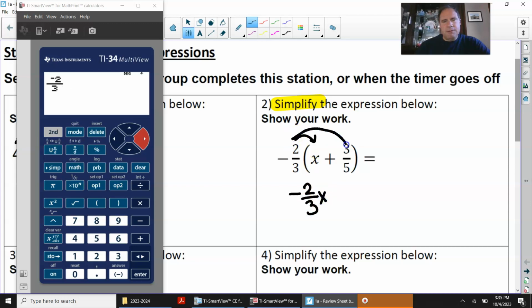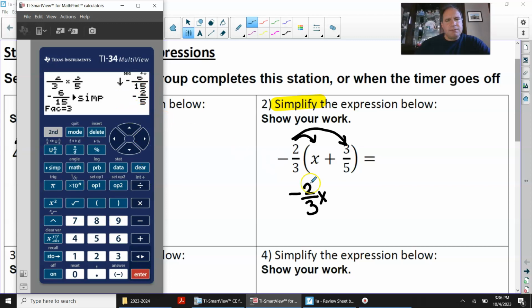And then negative 2/3 times 3/5. So I'm going to press times, press the fraction symbol again, and put 3 over 5. So that's negative 2/3 times 3 over 5. You press enter and you get negative 6 over 15. The arrow down means simp. So I'm going to press that simp and then press enter. And it's negative 2/5. And that's exactly what you put down. That's it. You don't have to do anything else.